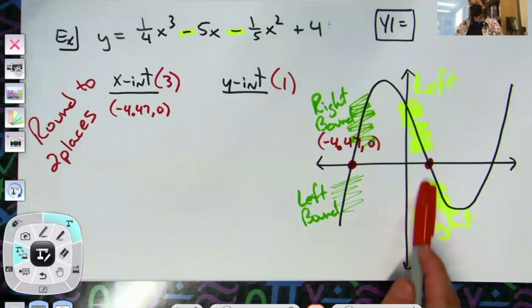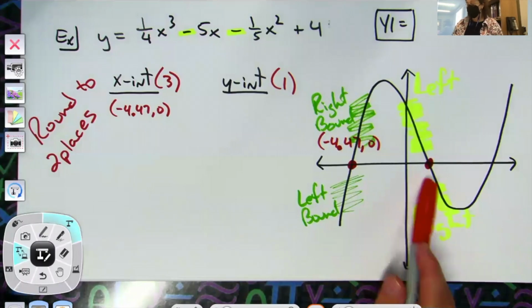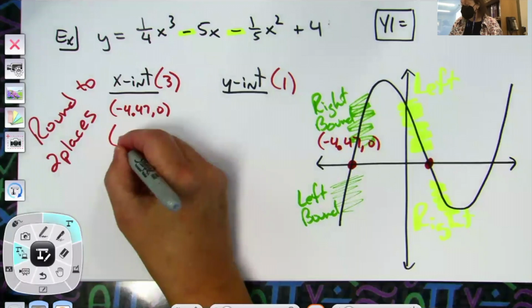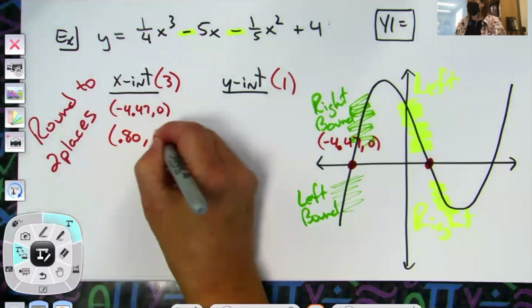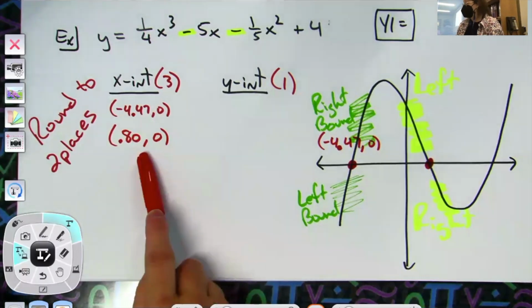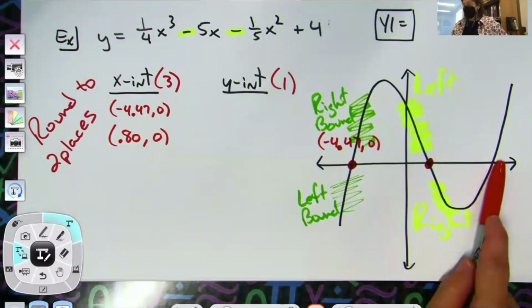Okay, does anybody have that one, that number? Grace, you got that one? Yep, 0.8. And if I round it out 2 places, it'd just be like 0.80. Okay, because 2 places. Okay, so that 0.80 is that one right there. Okay, find the last one.